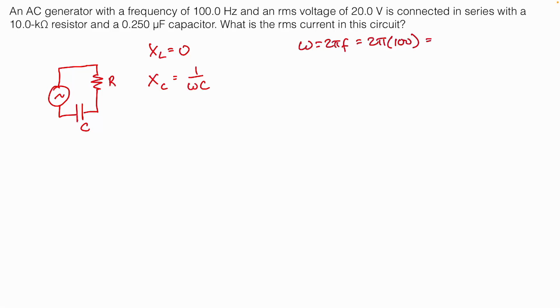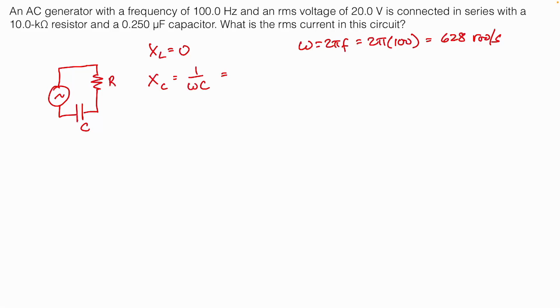I don't have my work for these. I don't know what I did with these notes. So get your calculators out. You guys have to do some work today. 628 radians per second. Okay. Whew.